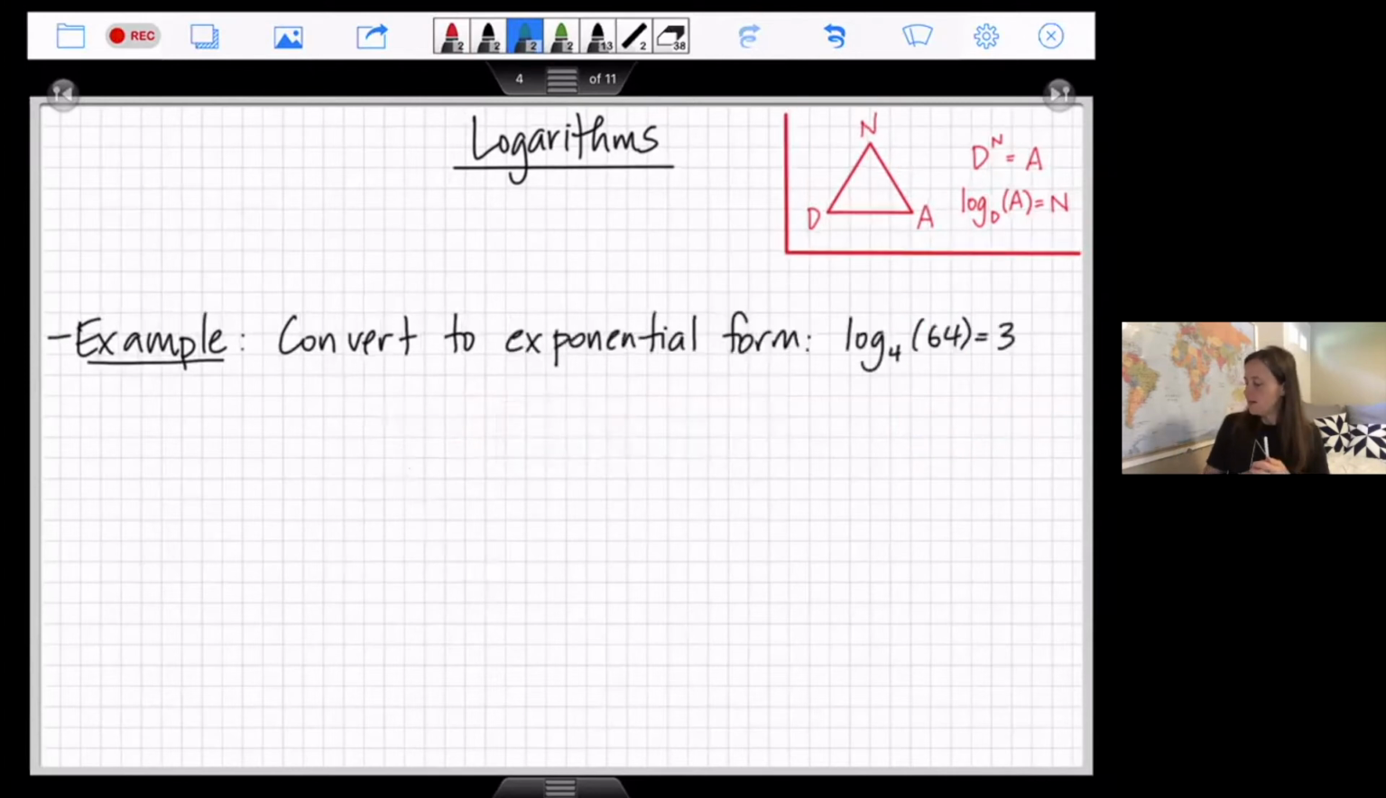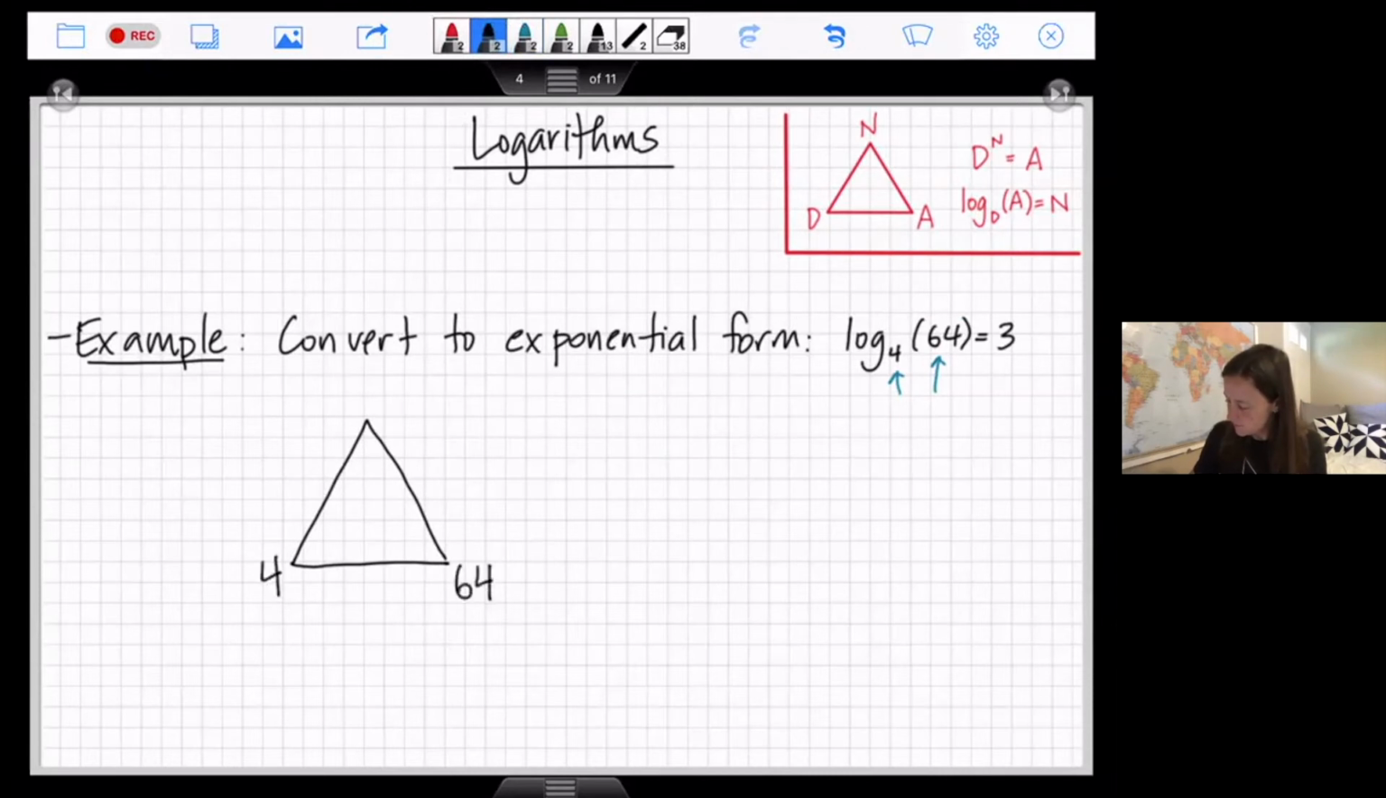All right, let's convert this one. This is a log equation, log base 4 of 64 equals 3. If I do this one with the triangle, this one will be kind of harder. Okay, so I know that the 4 and the 64, the base and the argument of the logarithm, are the two numbers that go on the bottom. Okay, so I'm going to put the 4 over here and the 64, and then we know that the logarithm is the exponent that goes up top. All right, and that gives me the equation 4 cubed is equal to 64.